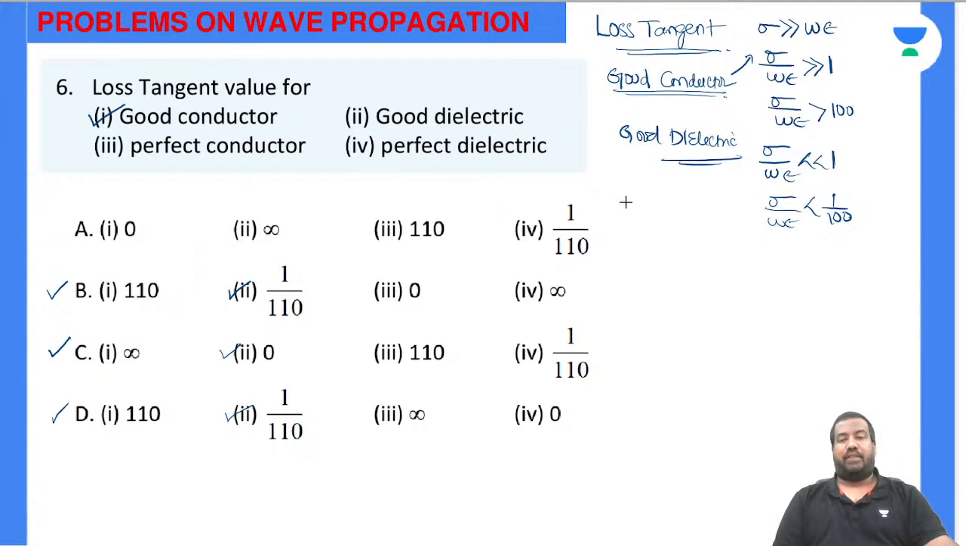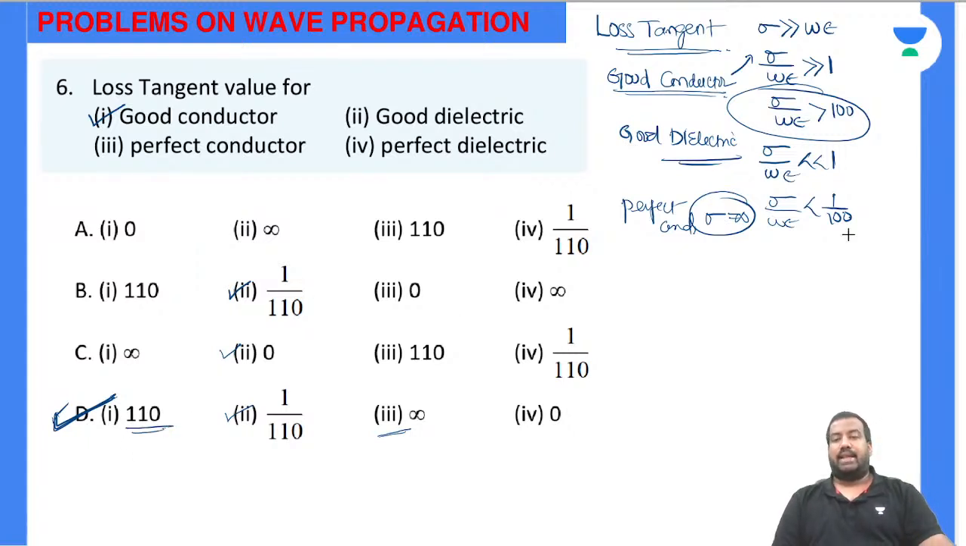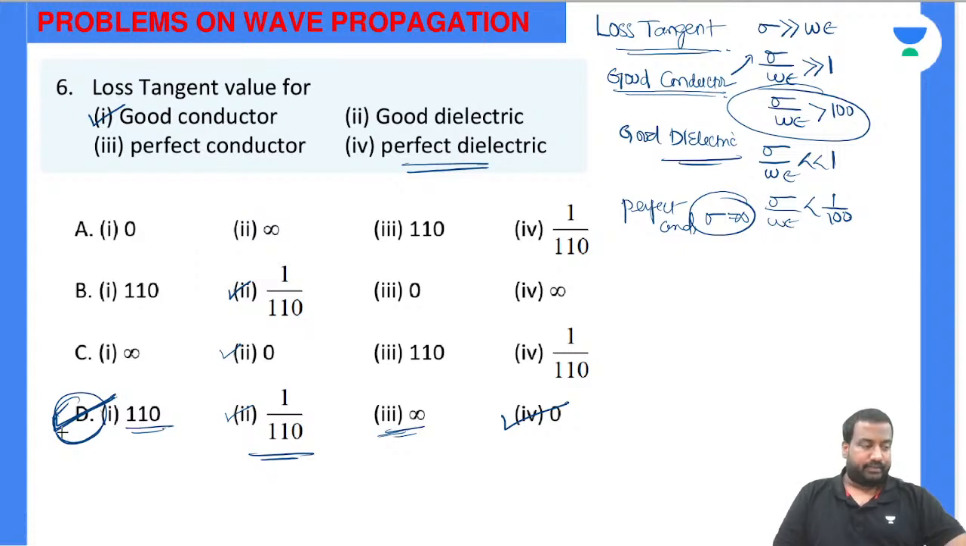Next, perfect conductor. For a perfect conductor, how much is sigma? Infinity. No doubt there. Infinity. That's why B and C are ruled out. Now you check. Sigma by omega epsilon must be greater than 100. 110 is greater than 100. Correct. Less than 1 by 100. 1 by 110 is less than 1 by 100. Correct. Sigma is infinity. Correct. Perfect dielectric, sigma is 0. Correct. Option D is the answer. Got it?